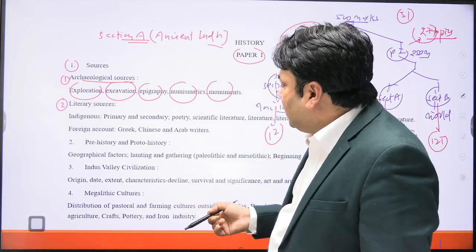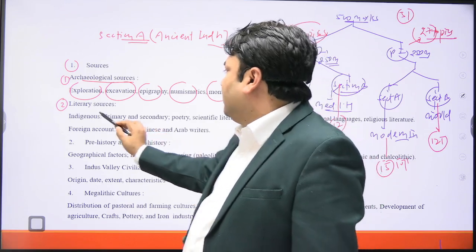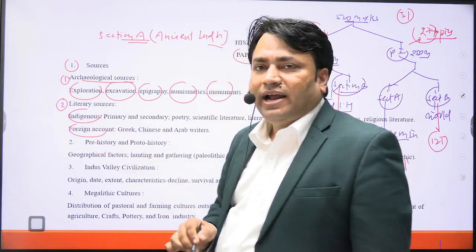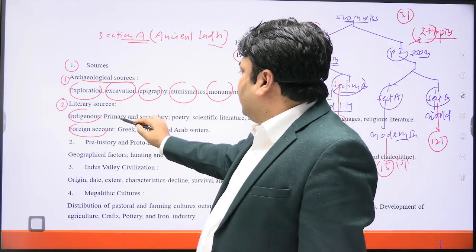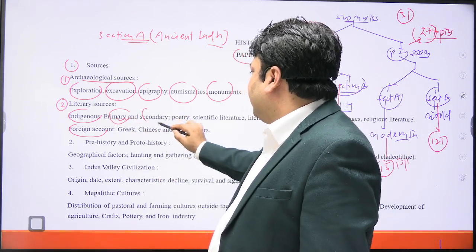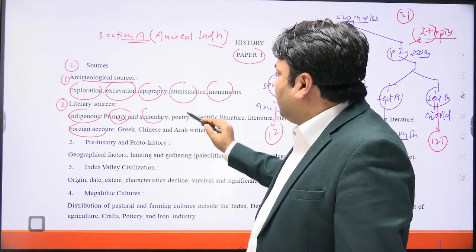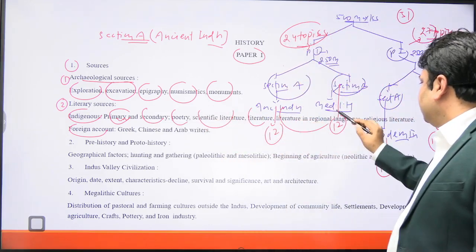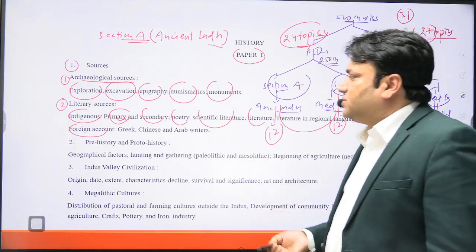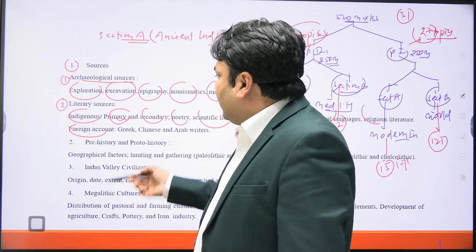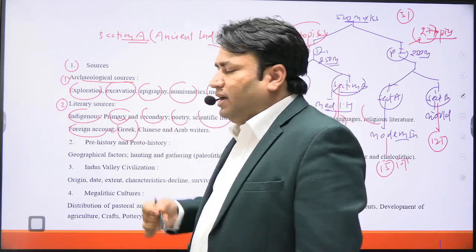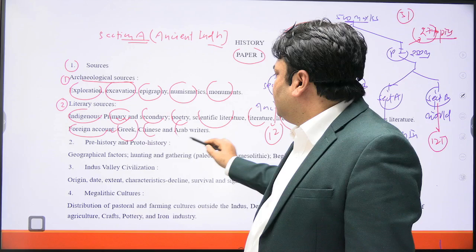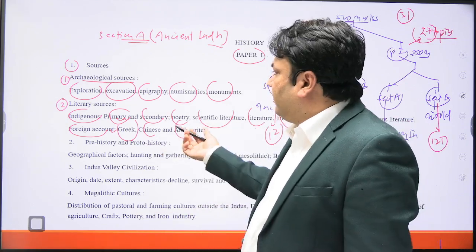Apart from this, there are literary sources also, and here there are two divisions: indigenous sources and foreign accounts. Indigenous sources talk about primary sources and secondary sources. In literary sources, poetry, scientific literature, literature in regional languages, and religious literature all form part of indigenous literature. At the same time, foreign accounts, Greek accounts of what they wrote about the history of India, Chinese accounts, and Arab writers' accounts have been given in your syllabus.